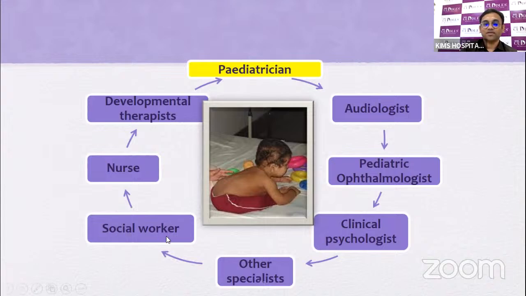And we should have a social worker who will help the families, and a nurse who helps them in nursing the baby and with various other help for the parents. Developmental therapists will be there to identify the developmental delays, and there should be other specialists like pediatric surgeons, orthopedics and a neurologist, so that we can overall form a team and help the babies who have bilirubin-induced neurological dysfunction, either in acute or chronic states.